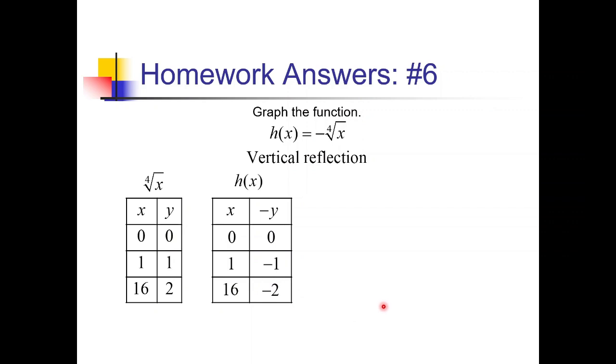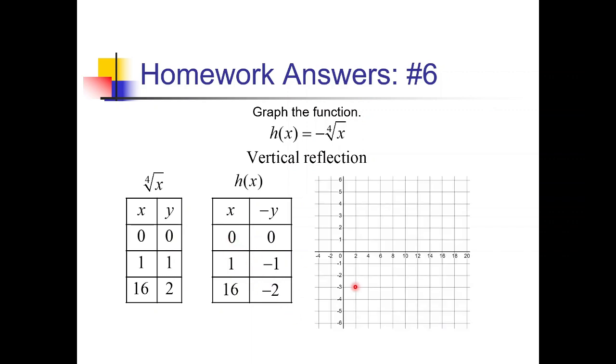Putting all that on a graph, I'm going to make my x grid lines go by 2's here so I can fit everything. So we've got 0, 0. We have 1, -1 down there. And we have 16, -2 right there. And we've just got an upside down sort of square root function going on.